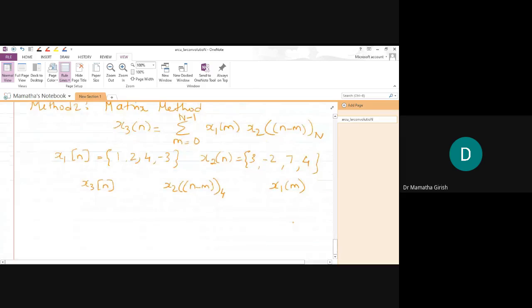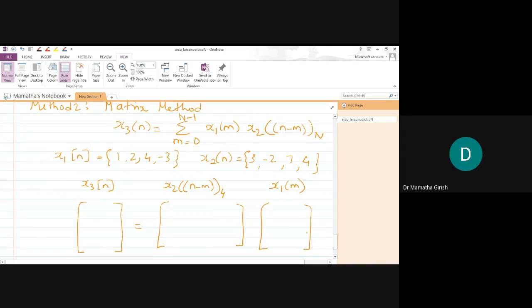Okay. So now what I want is the samples x3 of n. This is a blank to me. This is equal to, okay. Visualize this as a matrix, and we also want to visualize this as a matrix. This is a matrix method. So what is my x1 of m?